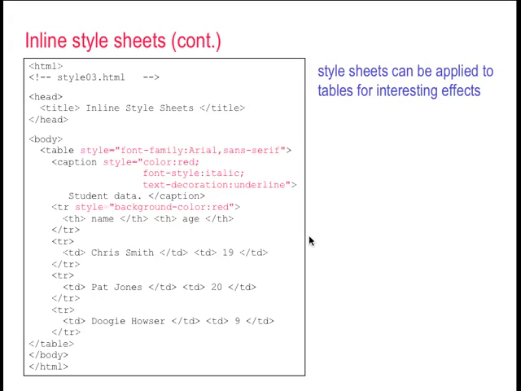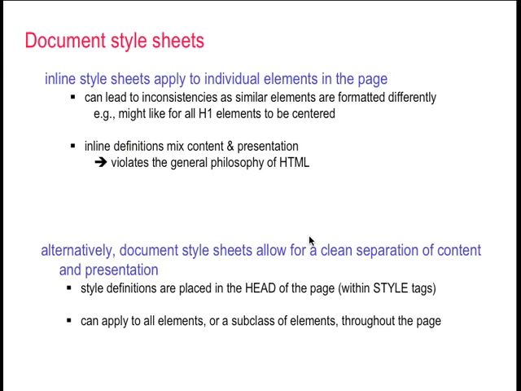So this is the continuation of that same example, and we just saw that out there in the website. So document style sheets. That was an example of the inline. It was one way of doing it. We can cascade it in another way, and in terms of the inline, it applies to individual elements that are in the page, like individual text. So it can lead to inconsistencies. Similar elements are formatted differently.